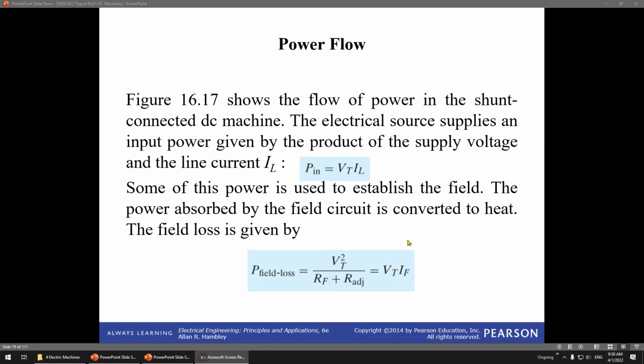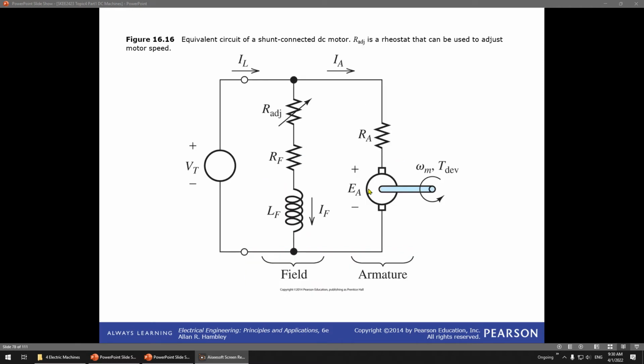Okay, the power flow. This shows the flow of power in the shunt connection machine, with the electrical source supply and output given by this one. The input is P = VT IL. So this is VT, this is IL. Basically this is the input power.